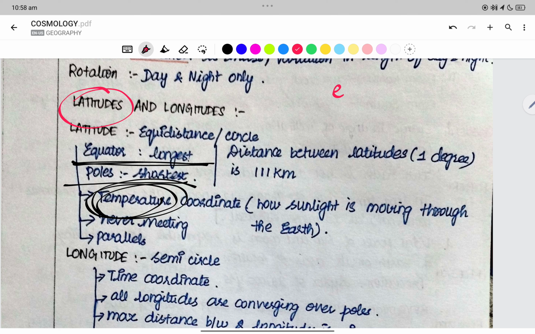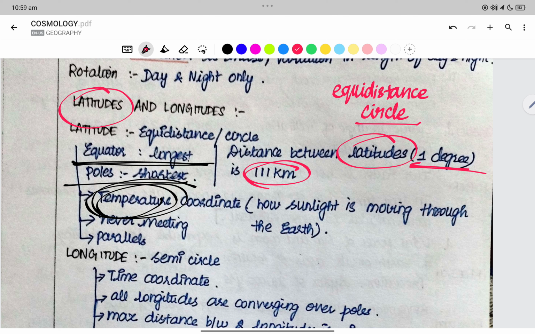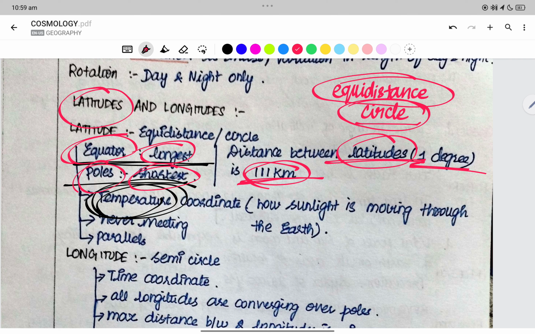Latitudes are equal distance, so we say equidistance, and they are complete circles. The distance between the latitudes is 1 degree, or about 111 kilometers. At the equator they are the longest, and at the poles they are the shortest.